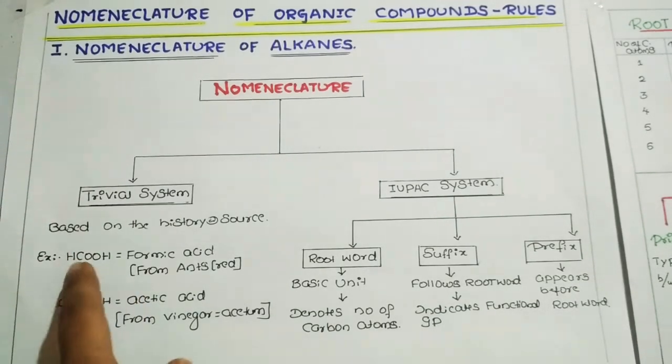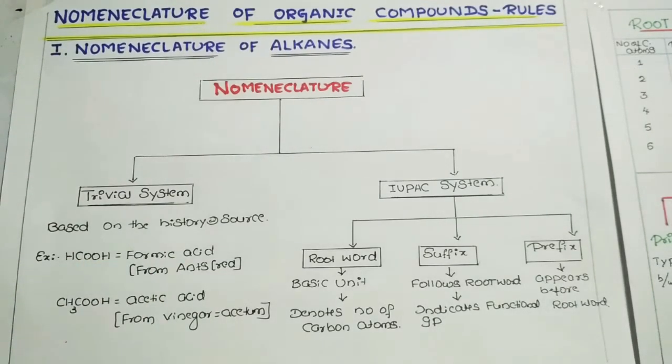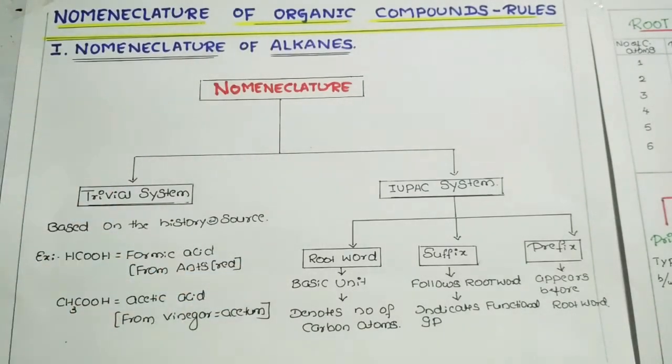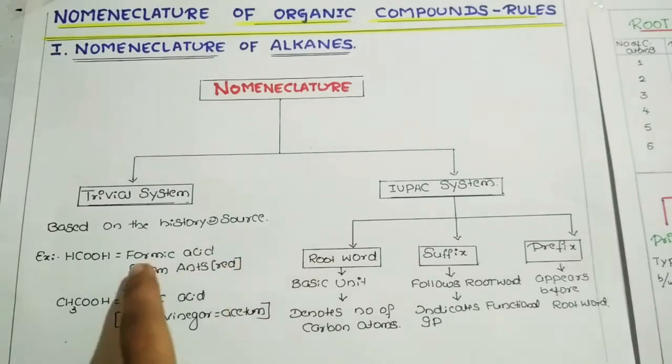First one is formic acid. HCOOH is one of the carboxylic acids, whose trivial system name is formic acid. Form comes from a Latin word, formus, which means red ant. That's why this compound was discovered from, or produced by, red ants, and that's why the name formic acid.